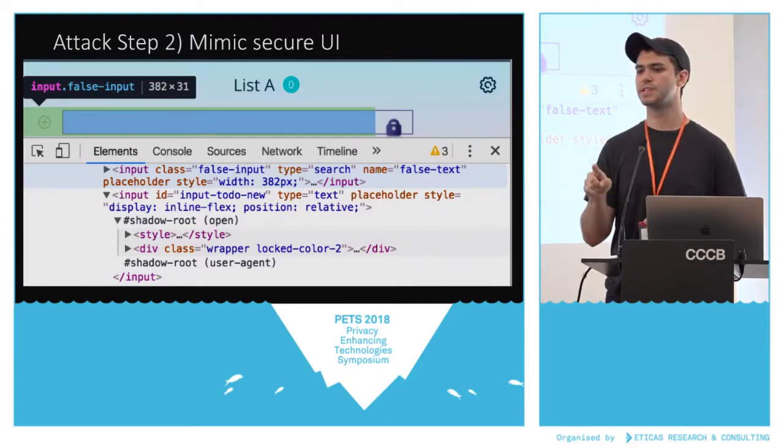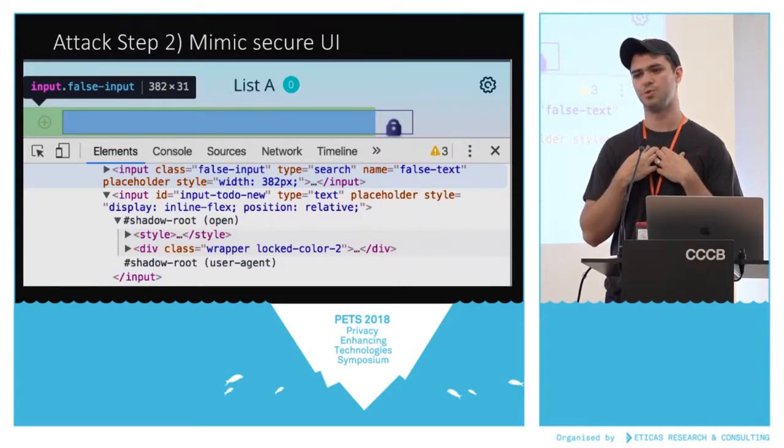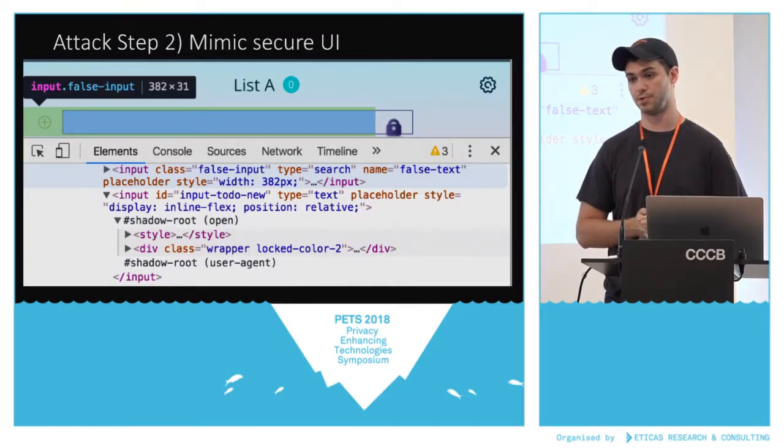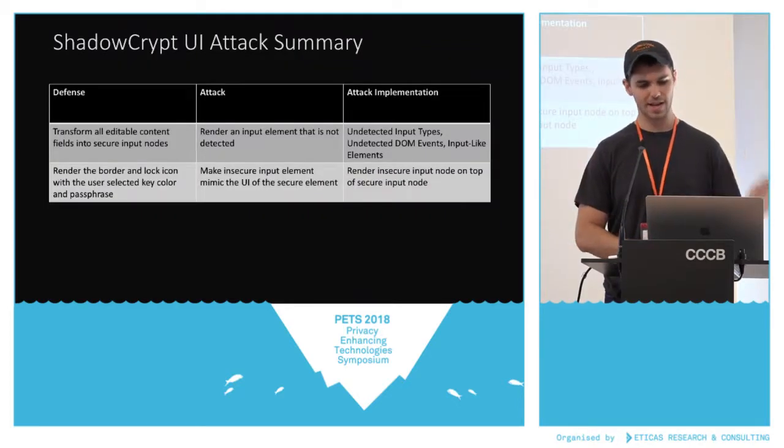And now, when a user clicks into it, they're clicking into my input, which is not secure, and it looks just like ShadowCrypt is working. This is great. Now it's pretty stealthy. There's a few more though.